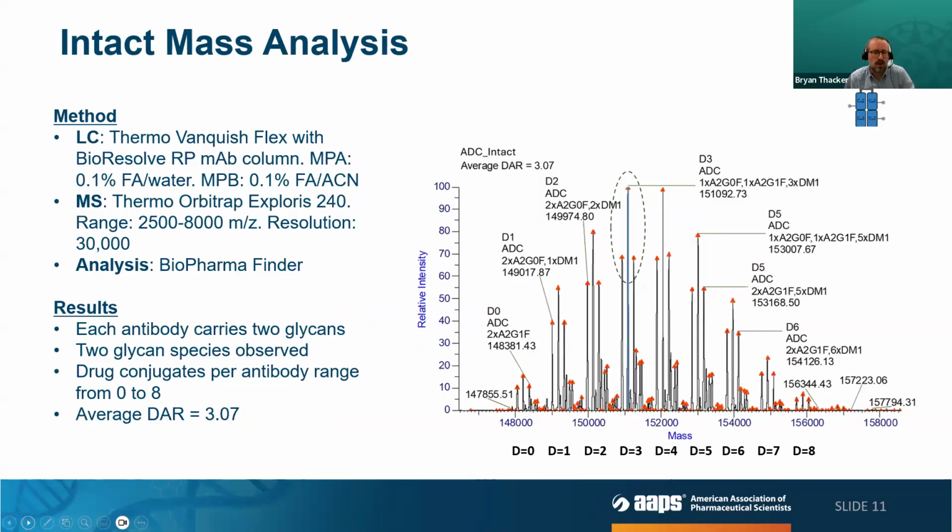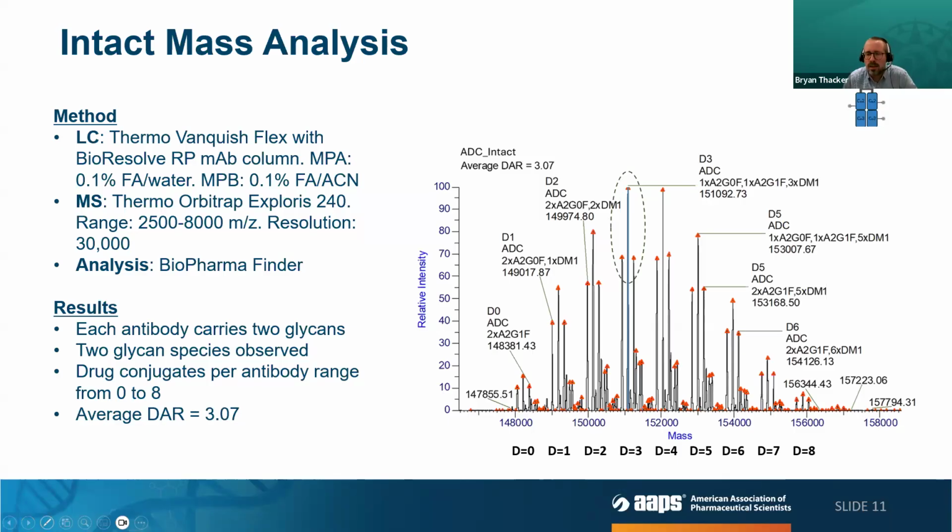Okay, so here is an example of the kind of data that we can generate looking at the intact ADC molecule, to provide orientation. An image of the molecule that we're looking at is at the top right. You'll see that in subsequent slides. But the method here is using a reverse phase column that's intended for intact protein analysis in the LC portion, and then the mass spectrometer is a high resolution Orbitrap Exploris 240. And as I mentioned, the analysis of the raw data is performed in Biopharma Finder.